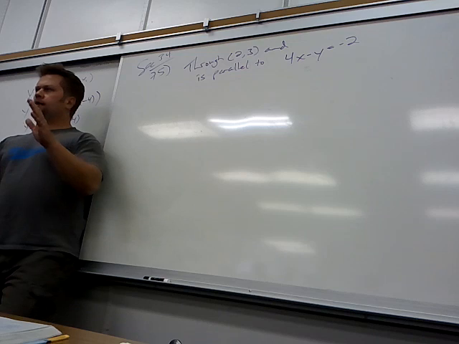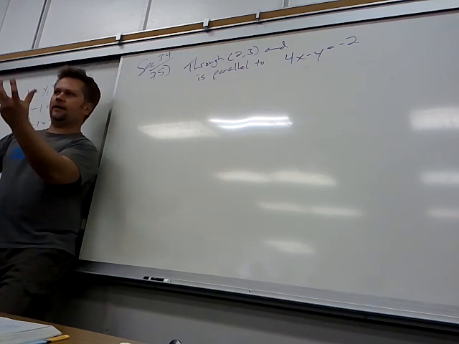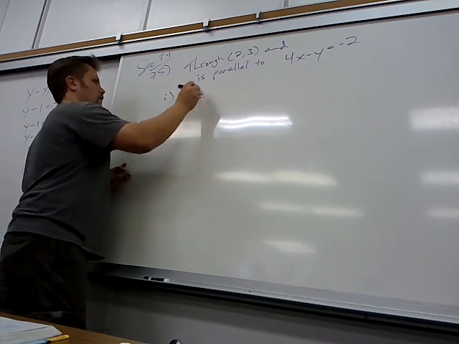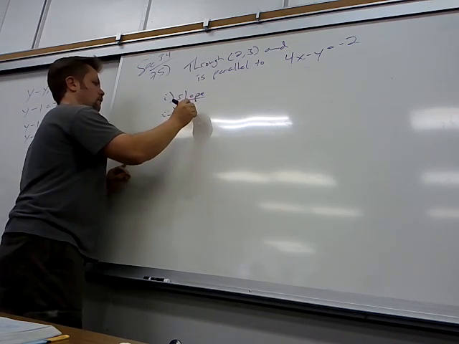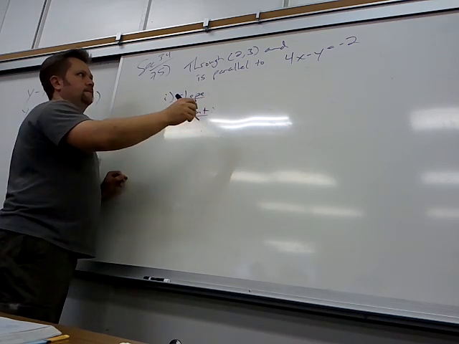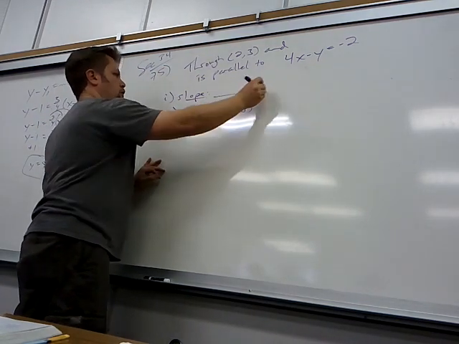So what two things do you need again? Slope and a point. Cool. Which one do we have already? We have a point. We don't have the slope yet.